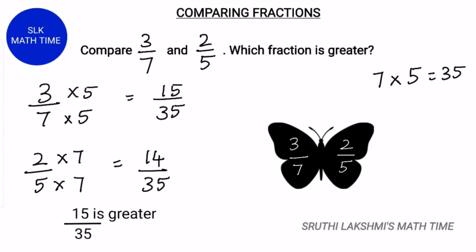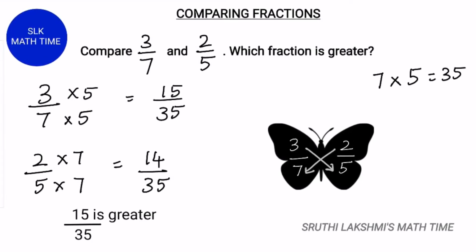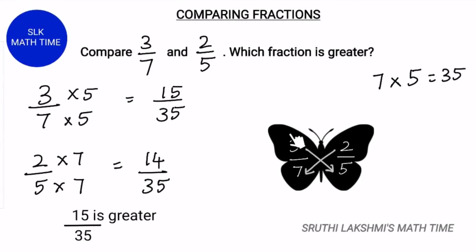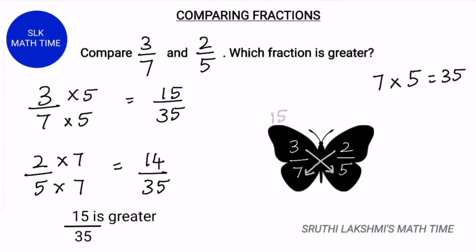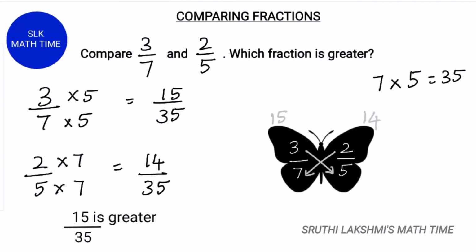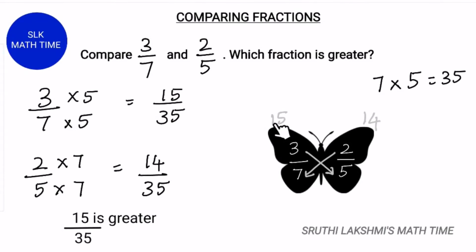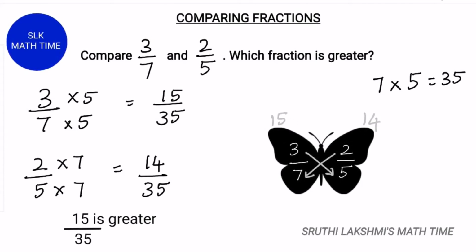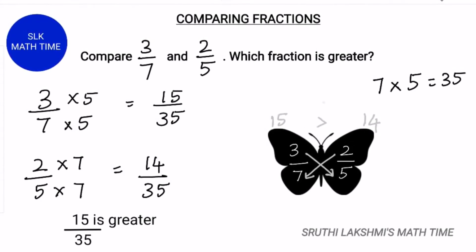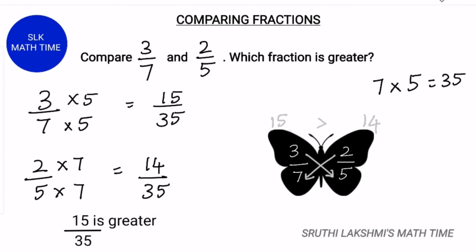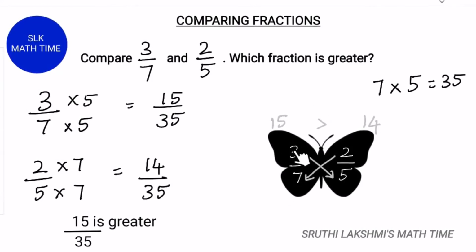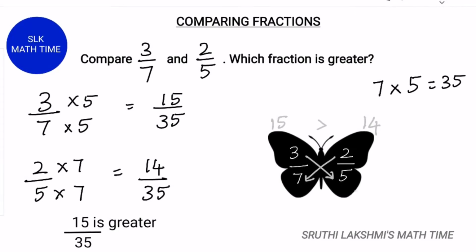So when we cross multiply, we multiply 2 into 7 and 3 into 5. 3 into 5 is 15 and 2 into 7 is 14. Next we compare 15 and 14. We know that 15 is greater than 14. So 3 by 7 is greater than 2 by 5.